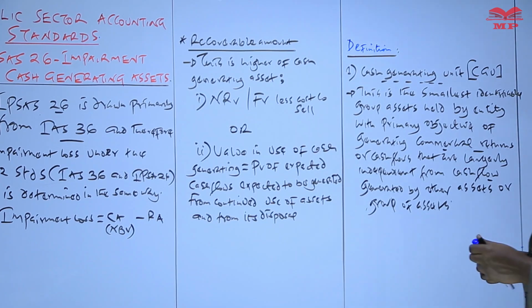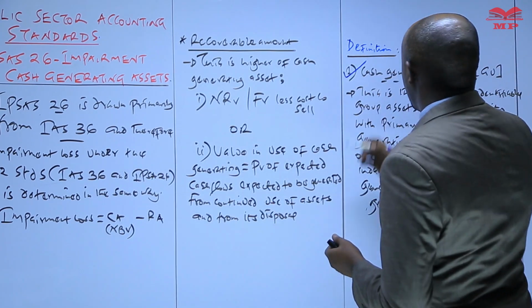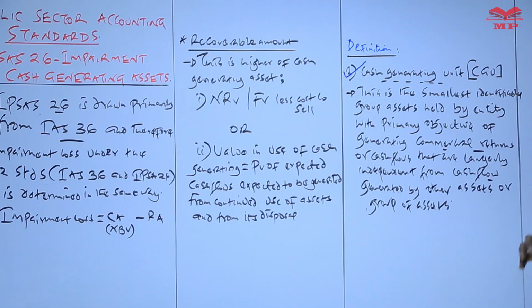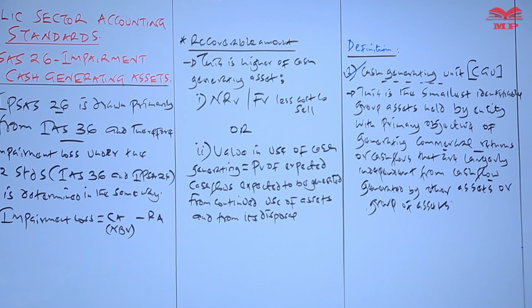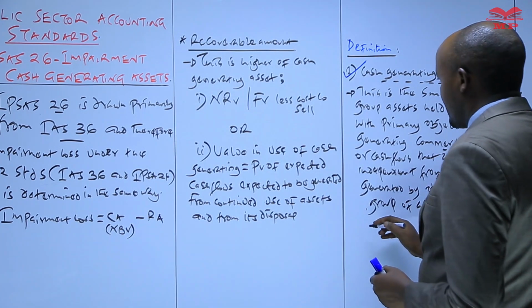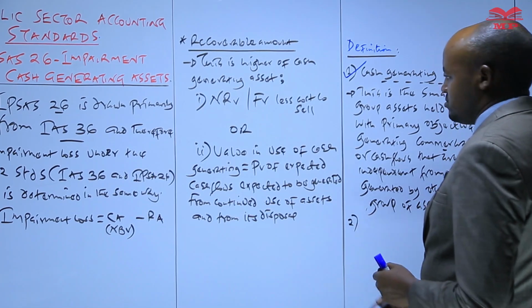So that is how we define a cash generating unit. A group of assets which are held with a primary objective of generating cash flows, which are independent from cash flows which will be generated by other assets.